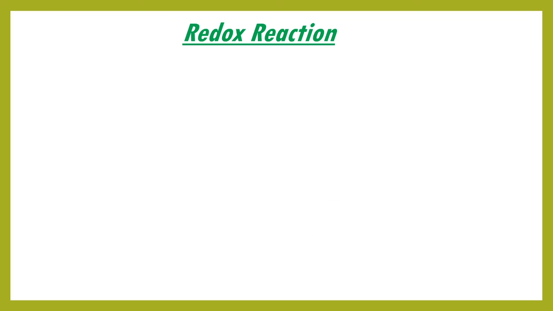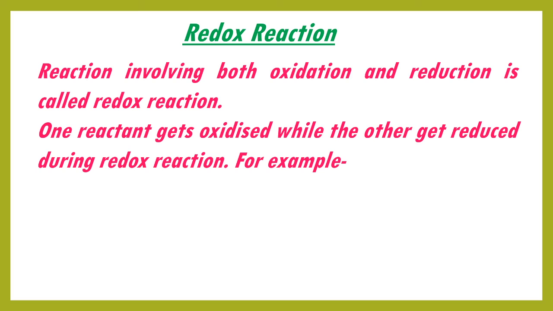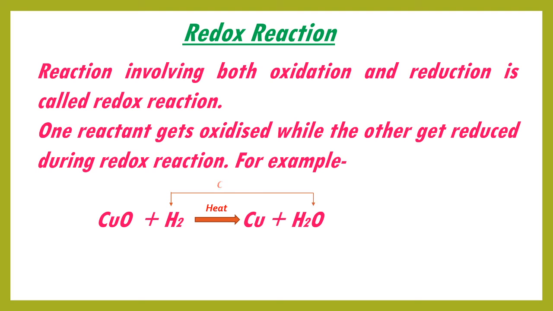Next is redox reaction. A reaction involving both oxidation and reduction is called redox reaction. One reactant gets oxidized while the other gets reduced during redox reaction. For example, when CuO reacts with hydrogen, they give Cu and water. Here, hydrogen combines with oxygen, so it is an oxidation reaction. And removal of oxygen from CuO takes place, so it is a reduction reaction.